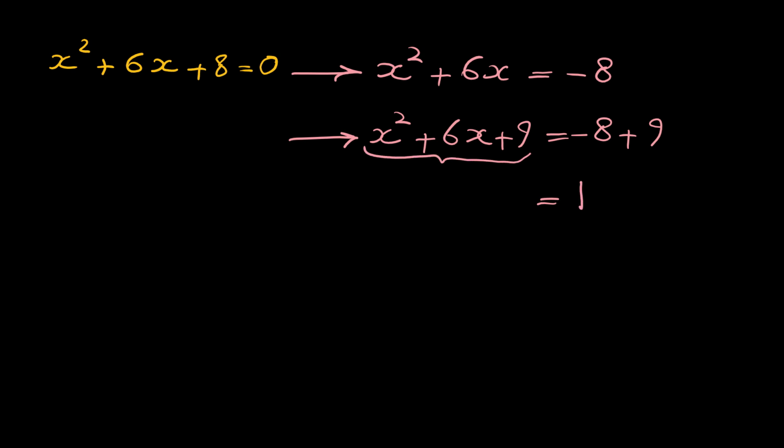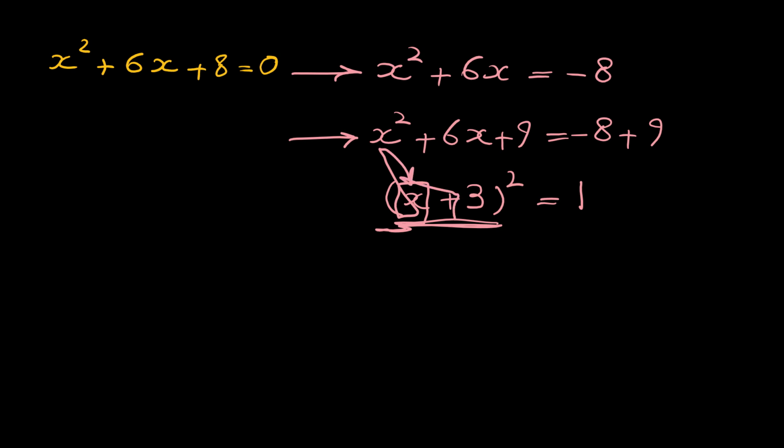Now, this expression is a complete square, a perfect square. x to the 2 plus 6x plus 9 is x plus 3 squared. If you wonder how we write this expression, the first term is always x. But how do we write this 3? Half of this number again. So half of this number is very important. Half of this number squared goes here, and half of this goes there. Half of 6 is 3.